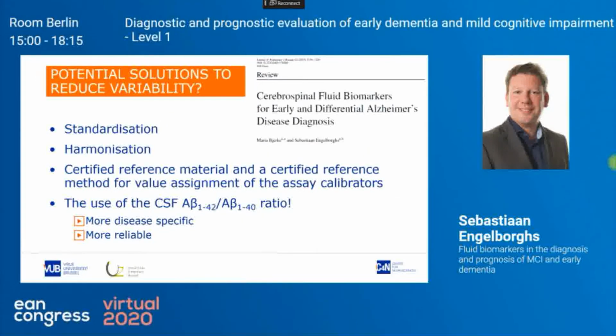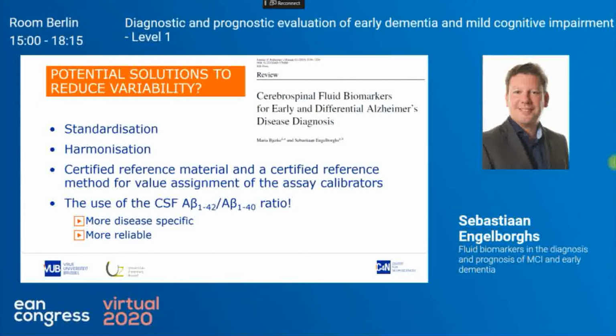What can be done to reduce the variability of the AD-CSF biomarkers? Well, standardization and harmonization are very important. The European JPND BIOMARKAPD Consortium has significantly contributed to the standardization and harmonization of these Alzheimer's CSF biomarkers. Another measure to be taken is the use of a certified reference material and a certified reference method for the value assignment of assay calibrators.